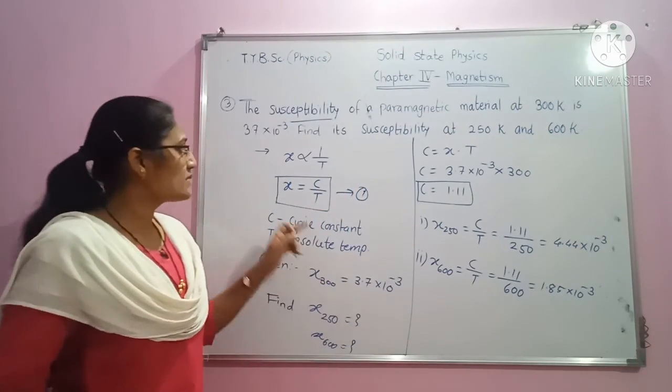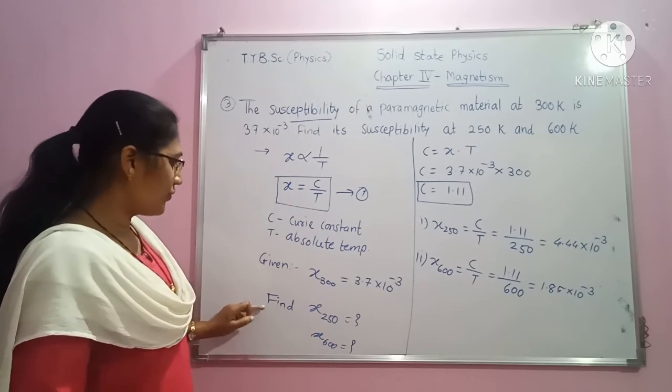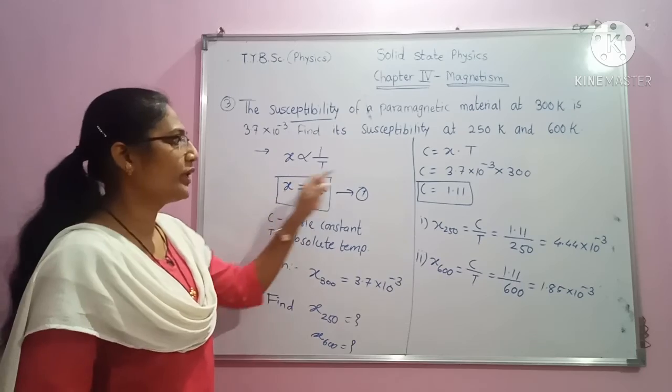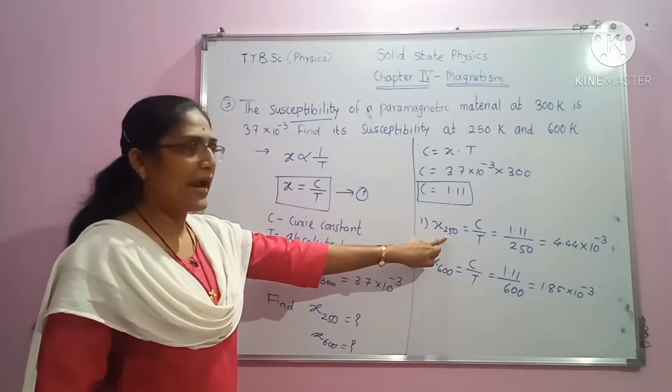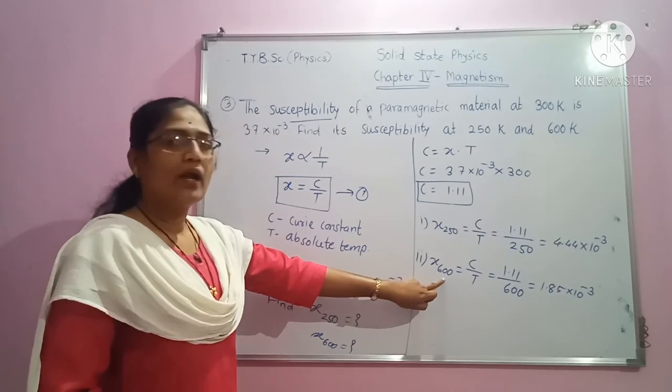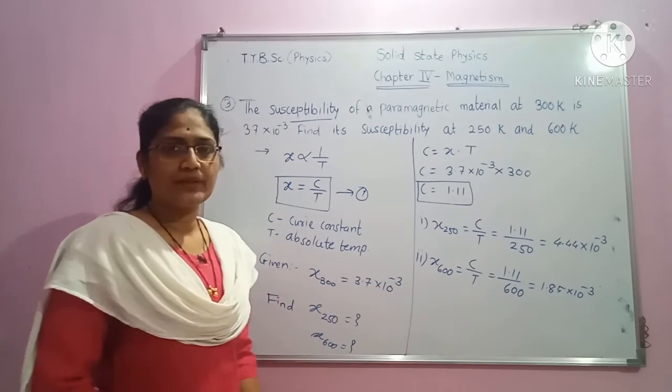So in this example, we have first found the value of the Curie constant and then found the value of susceptibility at 250 and 600 Kelvin by substituting the value of C and the respective T.